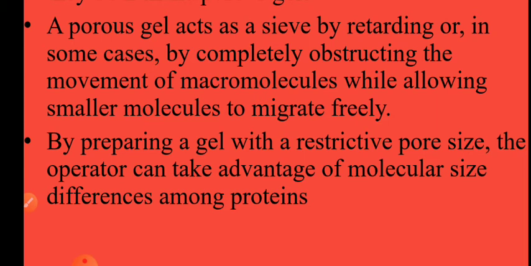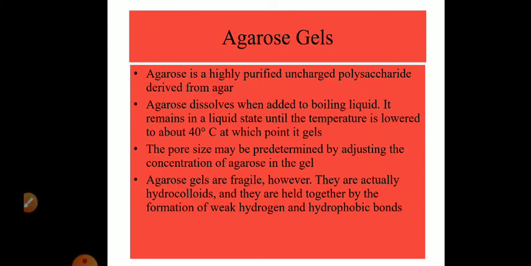By preparing a gel having a restricted pore size, we can take advantage of the molecular size differences among proteins. If we want to separate the sample components on the basis of their molecular size, we prepare a gel having a particular pore size so that small molecules can move faster and larger molecules move slower, to a lesser distance. Now, what are the different types of gels used in gel electrophoresis that we are going to discuss? This is also important from the exam point of view.